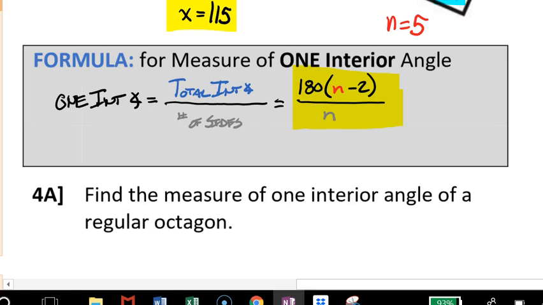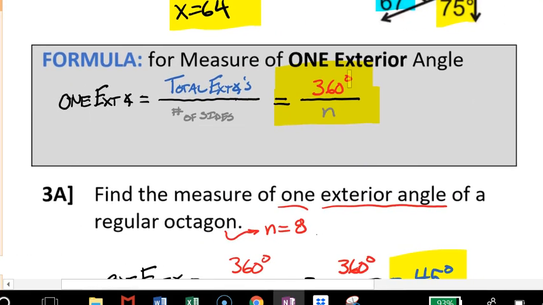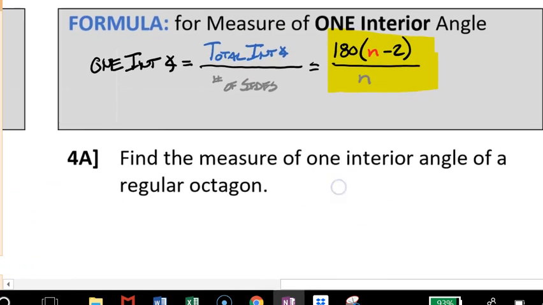So these problems require us to do a little bit more work, where we have to first calculate the total and then divide it up into the equal number of sections, which in this case is the number of sides, versus one exterior angle where the total is always just 360, so we just divide it up amongst the number of sides that are there.